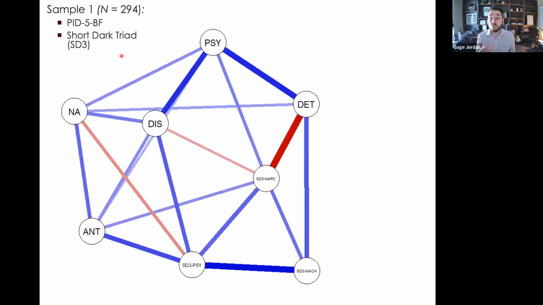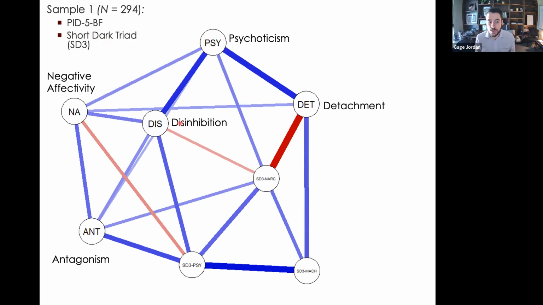So sample 1, 294 people looking at these 5 pathological personality traits. That's the PID-5-BF, and the short dark triad, which measures the features of the dark triad: narcissism, psychopathy, and Machiavellianism. This is what a network graph looks like. Cross-sectional, partial correlations are what these lines are. These are the edges, and these circles are the nodes. And we just label nodes here. These are the pathological personality traits, focus more so here on antagonism for the sake of time. And these are the dark triad features, narcissism, Machiavellianism, and psychopathy.